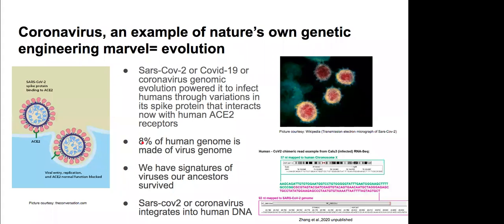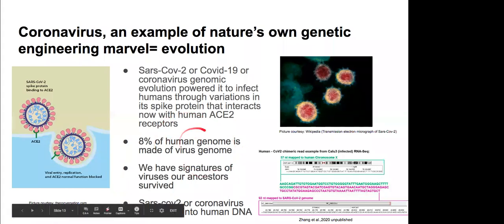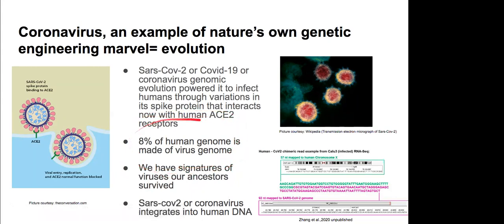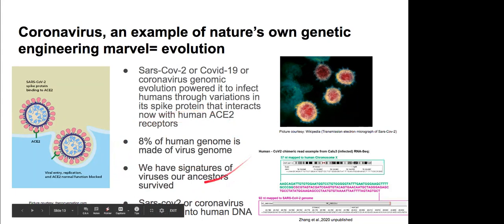And if you read the literature, you'll find that 8% of the human genome is said to be made from virus genome. And this is not just from since our birth alone. This composes all those viral genes that our ancestors have faced and survived and transferred into our system. And we do not yet know what these virus genomes are doing inside the human genome that has been passed down to us from our parents.